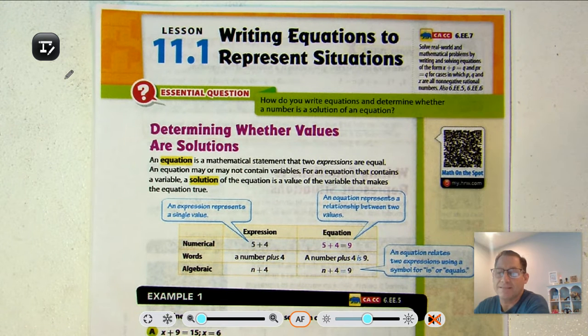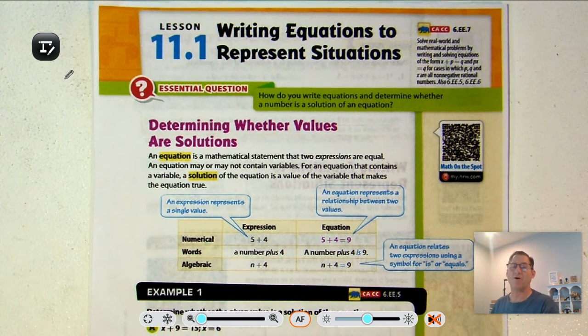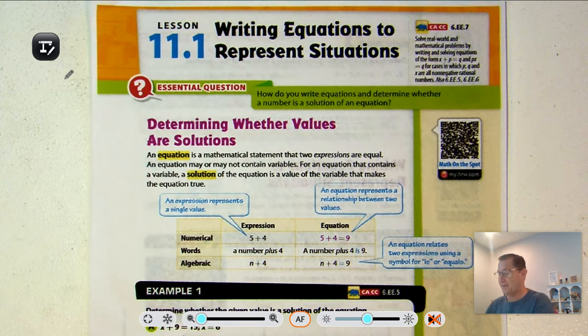Module 11, Lesson 11.1 in the 6th grade Go Math textbook. Our essential question for this lesson is how do you write equations and determine whether a number is a solution of an equation? So let's go over some information here. So determine whether values are solutions.